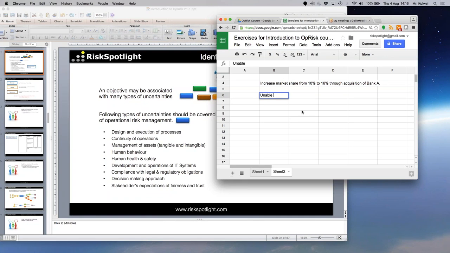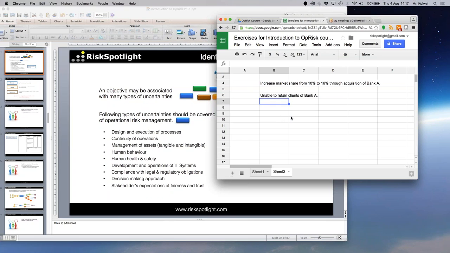So let's say we are unable to retain clients of Bank A, so that would be an uncertainty, yep, because then we will definitely not meet our market share objective.